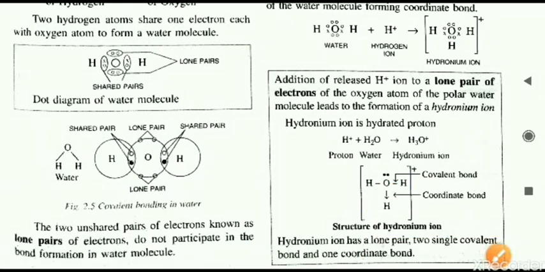Now we will move on to the next example of a coordinate bond, that is NH4+, the ammonium ion. Let us have a look at that.